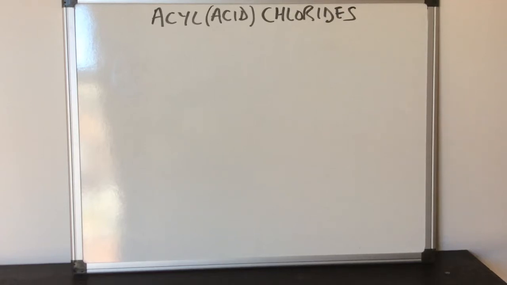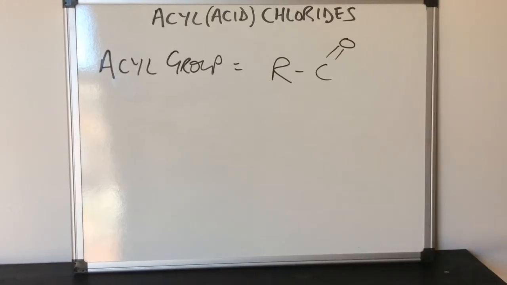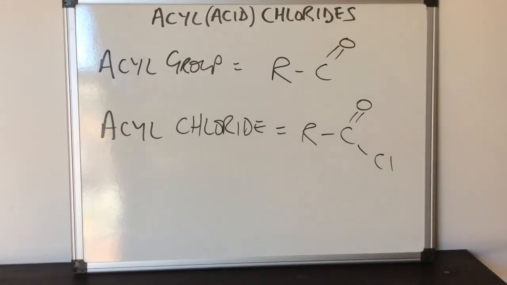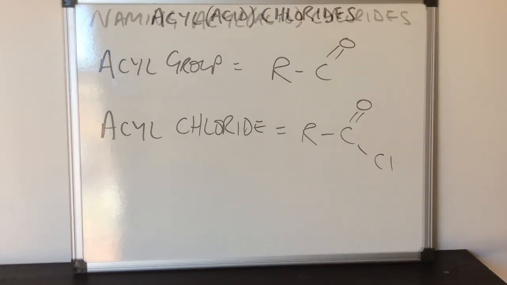In this video I'm going to look at acyl or acid chlorides. So we'll start with just saying what is an acyl group, and it's drawn up on the board there. The general formula is R, so that's any carbon group, C double bond O. So an acyl chloride is just R, C double bond O with a Cl also attached to that carbon.